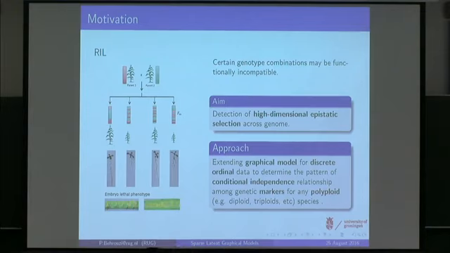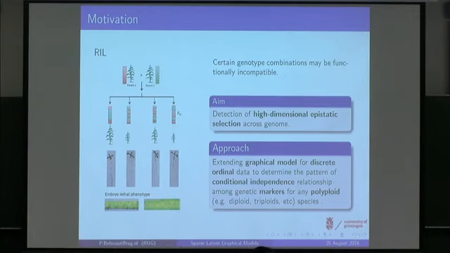So our aim is to detect high-dimensional epistatic selection in the genome of recombinant inbred lines, and in our approach we are going to extend graphical models for discrete ordinal variables. We are interested in checking this epistatic selection, this association, based on conditional independence among the genetic markers.